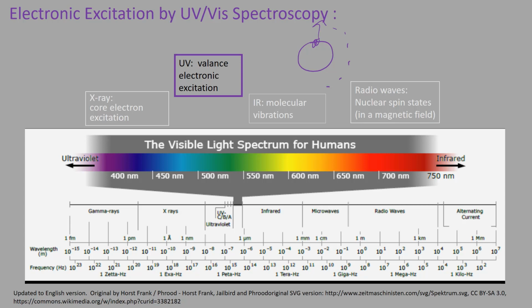X-ray actually does core electron excitation. IR does molecular vibrations. We might look at that a little bit closer later. And then if you've ever heard of NMR, nuclear magnetic resonance, or had an MRI done, nuclear spin states are affected. So radio waves affect those as long as it's inside of a magnetic field. But what we're going to focus on for this is just the UV-visible light spectrum.